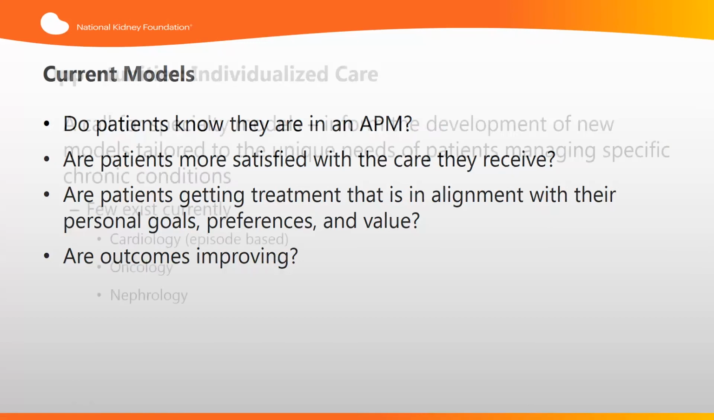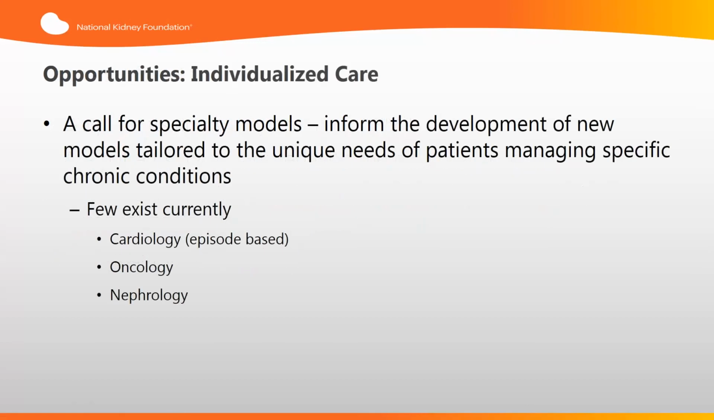So next slide, opportunities for individualized care. I do think that there are opportunities here for patient advocacy organizations to shape the conversation, to shape models, and particularly for members of the National Health Council, whose patient advocacy organizations often represent patients that have very specific needs, very specific chronic conditions, and very specific disabilities.